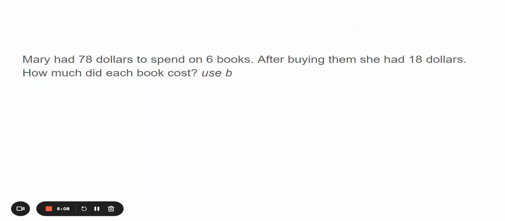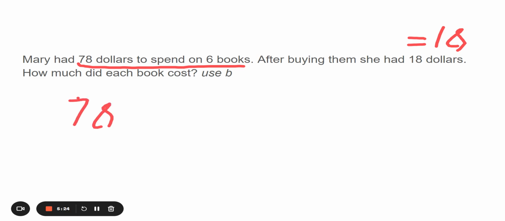All right, next up. Mary had $78 to spend on 6 books. After buying them, she had $18 left. I know it's going to be equals 18. How much did each book cost? So let's see. We're going to do 78 minus 6b. Does that sound right? 78 minus 6b.